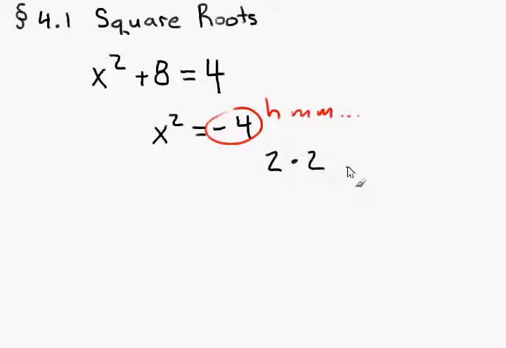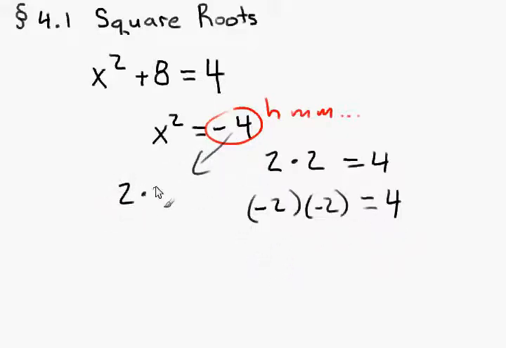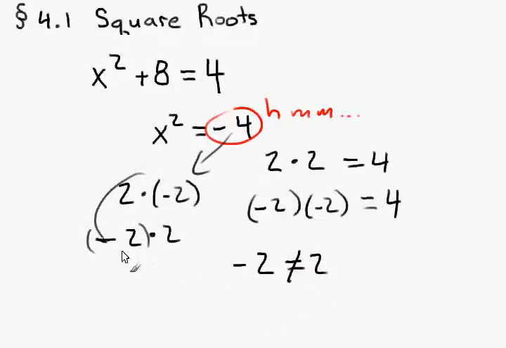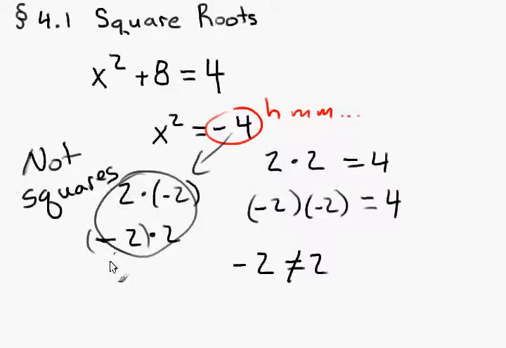If I take 2 and I multiply it by 2, I get 4. If I take a negative 2 and I multiply it by a negative 2, I get 4. To get to negative 4, we'd have to take 2 and multiply it by negative 2, or negative 2 times 2. This negative 2 is not 2. So these aren't squares. I can't find a number that when I multiply it by itself, I get negative 4.